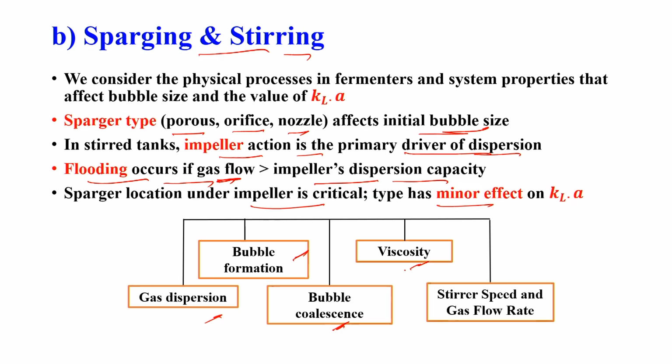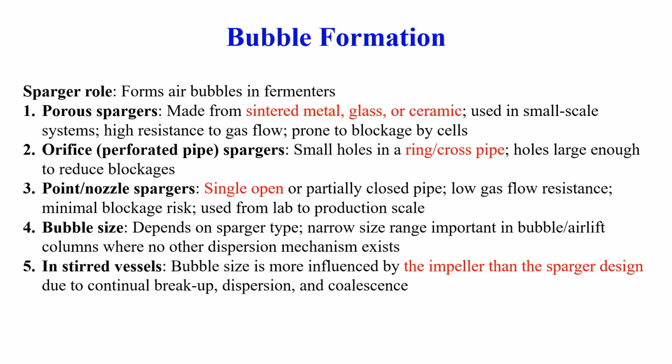Viscosity causes resistance to flow, and there is also the stirrer speed and gas flow rate. For bubble formation, you can have different types of sparger: a porous sparger, a perforated pipe orifice sparger, or a nozzle sparger. Basically, it controls the bubble size. The different sparger requirements will be discussed in the subsequent lecture, where we will discuss the agitation requirement.